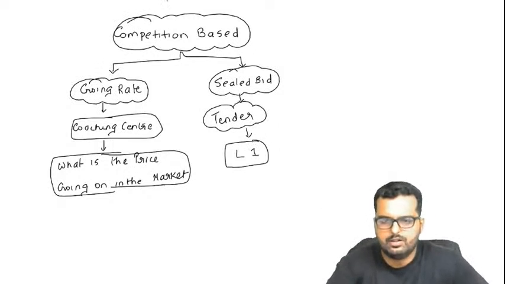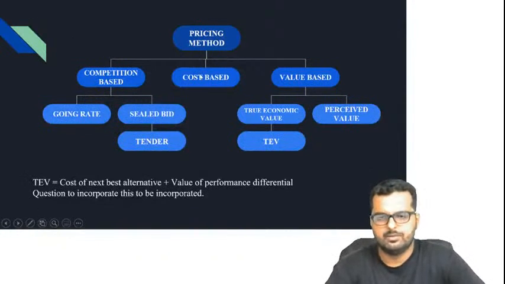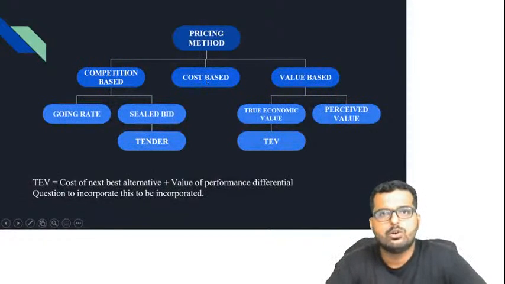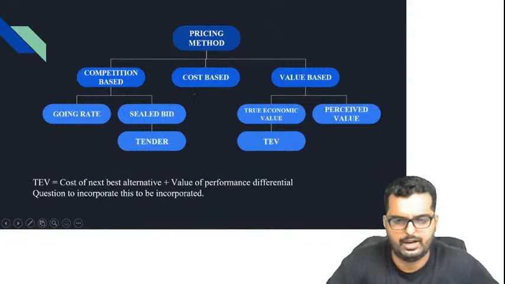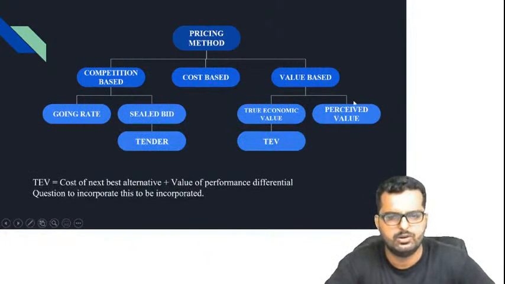Alright friends, everybody's clear with this part. Now we go to the next one, cost-based pricing. Friends, we have already learned the meaning of cost-based pricing. Cost-based pricing is nothing but cost plus profit. Am I right? I hope everybody is clear with what is cost-based pricing. Okay. Next one we go to value-based pricing.